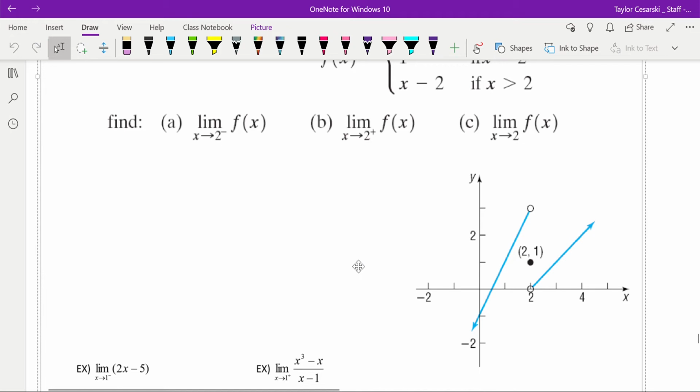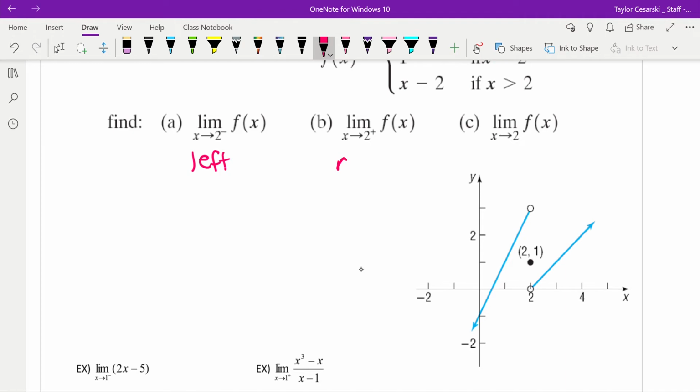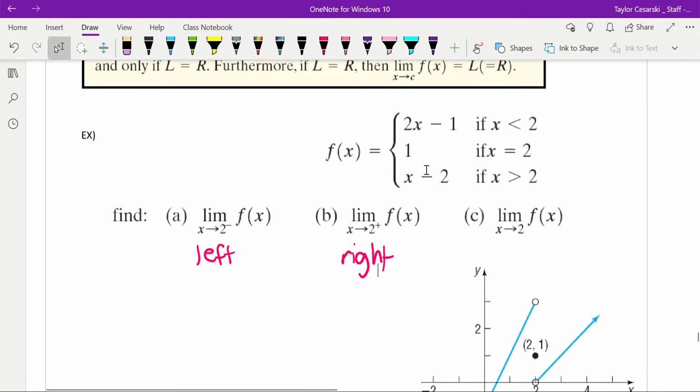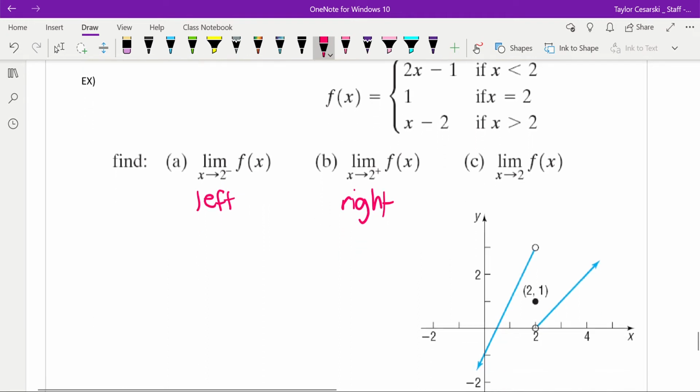All right, so the first one gives us a graph, which is pretty nice because we can look at it visually. Just as a reminder, this means from the left, this means from the right, and if you don't see a sign, that just means the limit as x approaches 2. Now it gives us the function algebraically, and we'd have to either graph it, or this would be x less than 2, that would be the left, the right, and then this is where x actually equals 2, so you can see that point there. Okay, so we can see the graph.